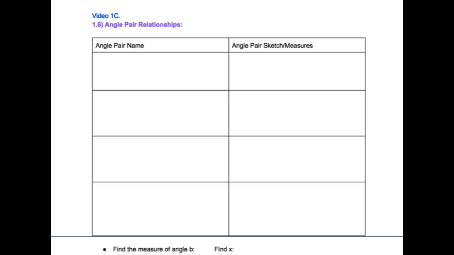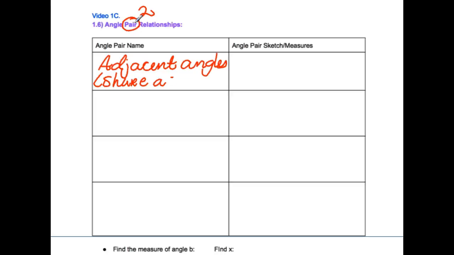We're still working with some angle topics, and the first one up is angle pair relationships, and pair means two, so we're going to be talking about how two pairs of angles can be related. Our first angle pair we're going to call adjacent. Adjacent angles share a side. And because all sides are rays, we say they share a ray.